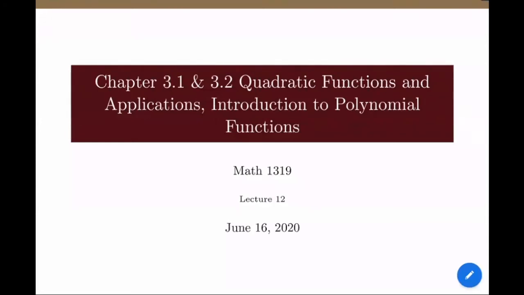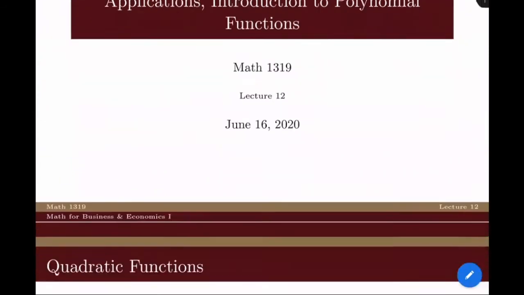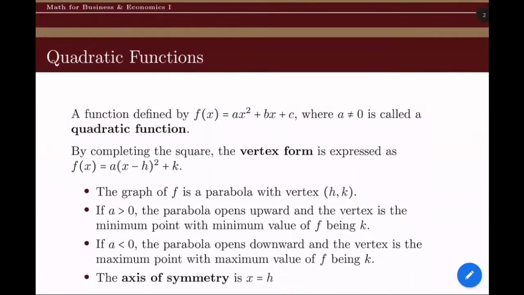Hello, welcome back. This is our 12th lecture, and we're going to be going over chapters 3.1 and 3.2, quadratic functions and application, and then introduction to polynomial functions. All right, here we go.